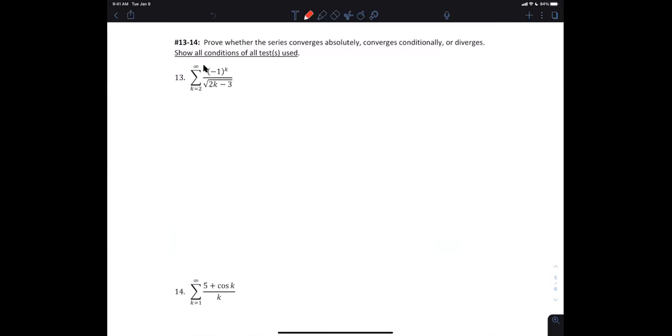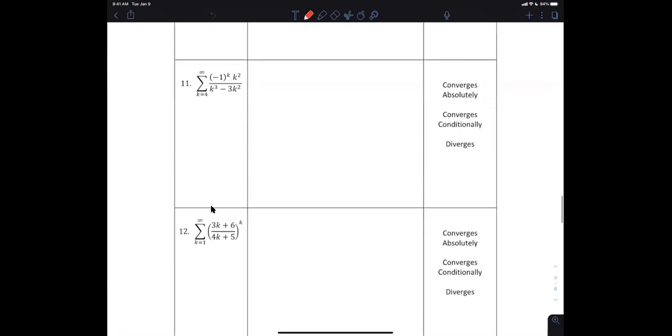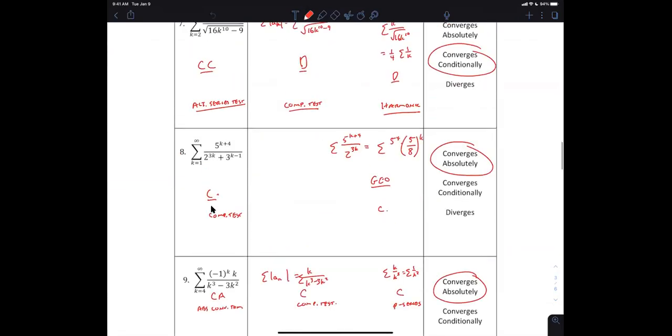So if you're in my class, the way I design the questions, and this is probably how most people will design the questions, some questions will say, show or prove whether the series converges absolutely, conditionally, or diverges. Show all conditions of all the tests. So on this type of problem, like 13 is almost exactly what we just did, right? And those you would be expected to show everything.